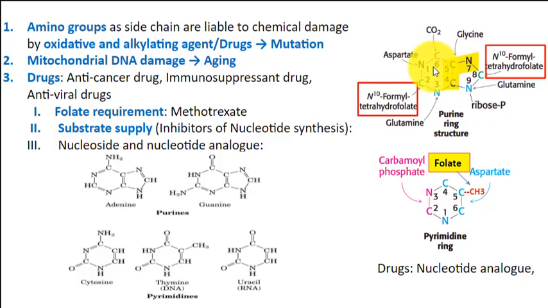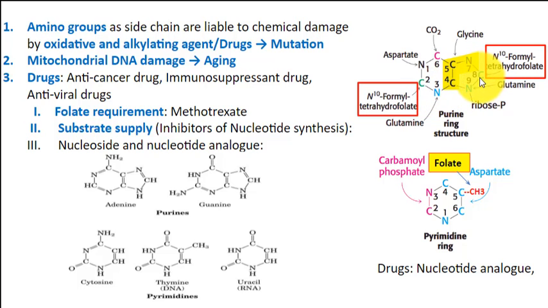Now let's talk about purine synthesis. Yes, for purine, the folate does contribute to the ring structure. Folate contributes one carbon of the ring structure. So always remember, folate metabolism means one carbon. It always contributes one carbon. Here you can see the carbon between nitrogen, the second carbon between two nitrogens.